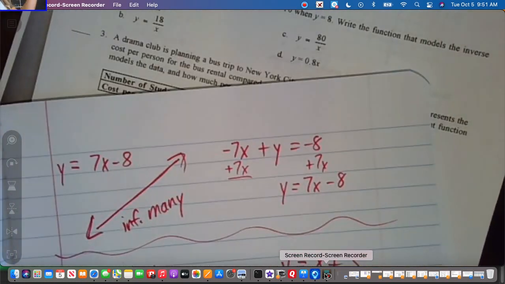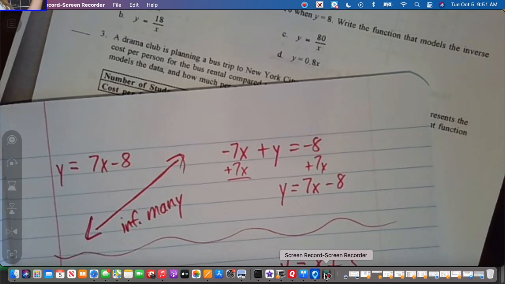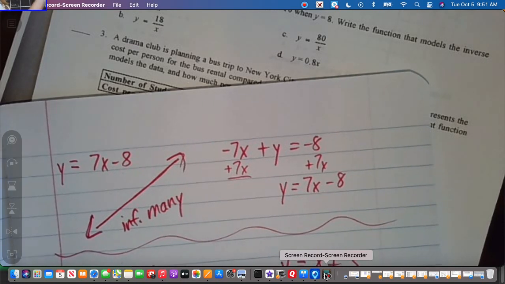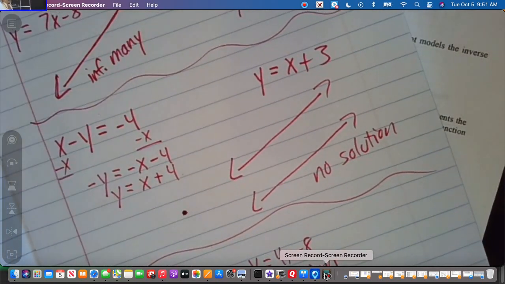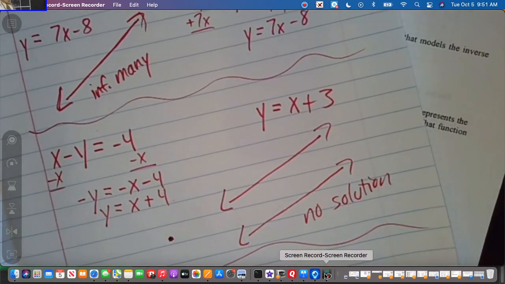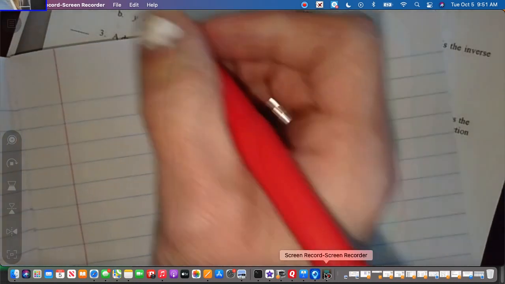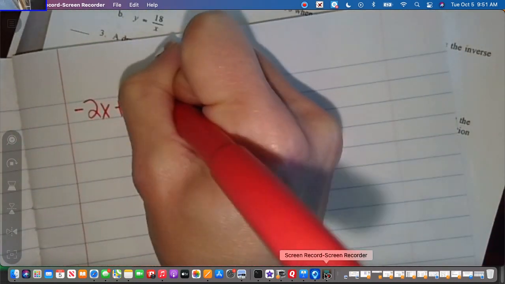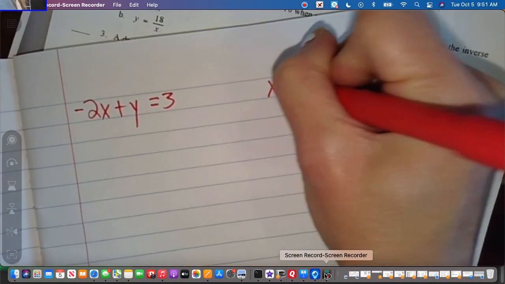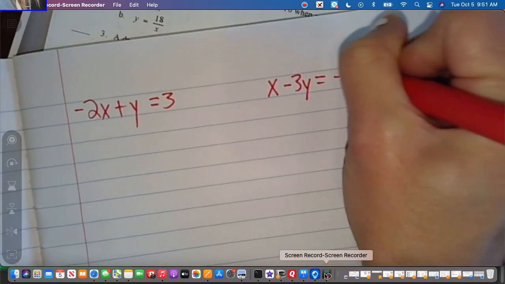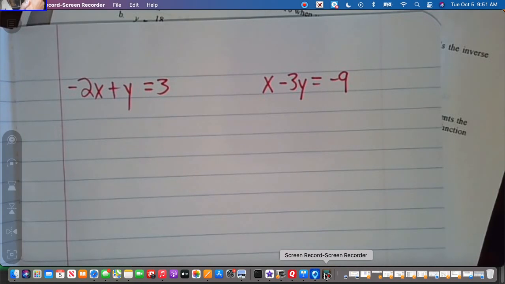So a bunch of the other ones, like number 6. Number 6 is going to have one solution. Let's solve for it. So number 6, it says use substitution. Negative 2x plus y equals 3. x minus 3y equals negative 9. So for substitution, you want an x or a y by itself.